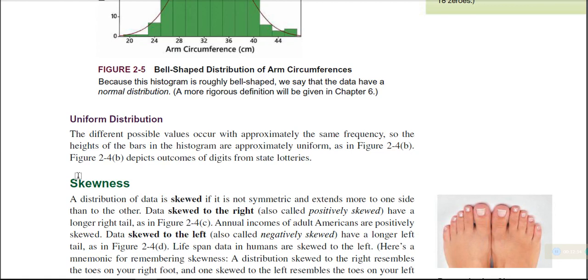Now, let's talk about uniform distribution, yung pantay-pantay sa letter B. So, the different possible values occur with approximately the same frequency. So, the heights of the bars in the histogram are approximately uniform.